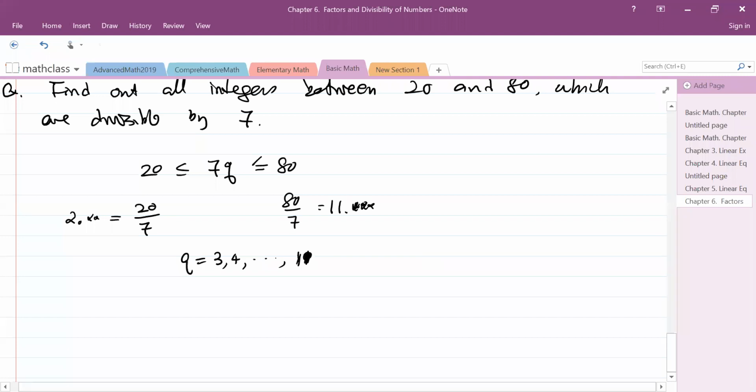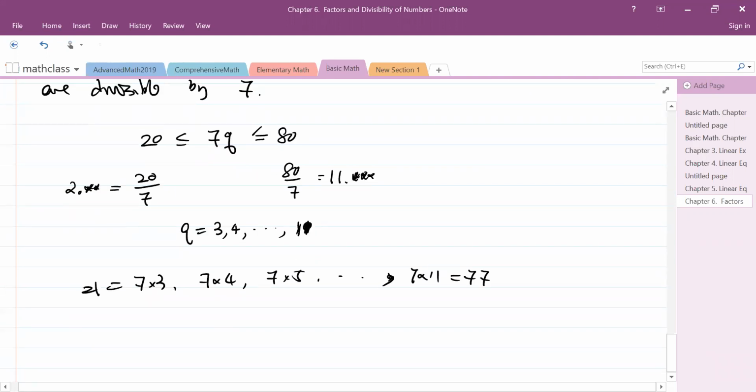The other side, it must be larger than 2, so begin with 3. So you can list all the numbers, 7 times 3, 7 times 4, 7 times 5, all the way to 7 times 11, which is 77. That begins with 21. So you can have all of them.